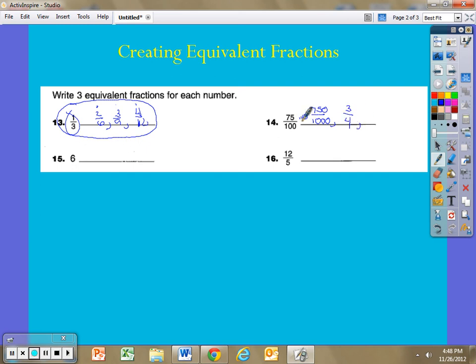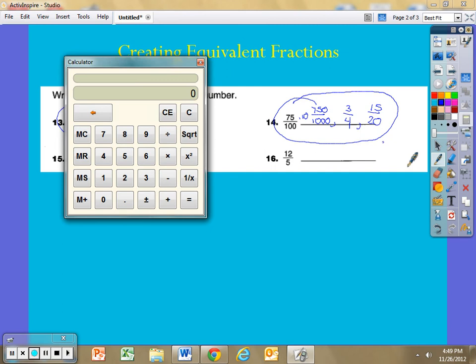I could also divide both by 5. 75 divided by 5 is 15. 100 divided by 5 is 20. Again, all 4 of these fractions are equivalent. They're all equal to the same thing. One way I could prove that is to get out a calculator. If I have 75 out of 100 on a test, we should all know that that's 75%.